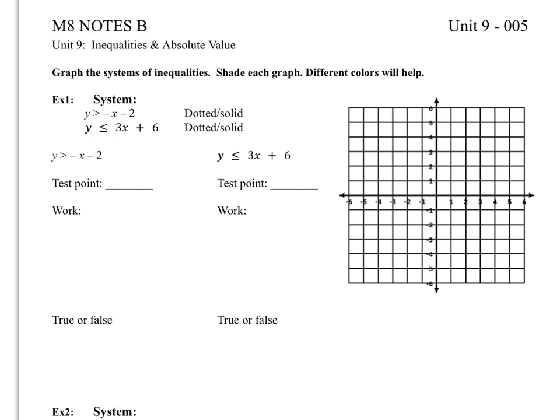So here's my system. y is greater than negative x minus 2, and y is less than or equal to 3x plus 6. So the first thing I actually want to decide for each of these, just to help keep me organized, is if the line is solid or dotted. Now, since my first inequality is just greater than, that means the line is not part of the solution, and so that means that one's going to be a dotted line.